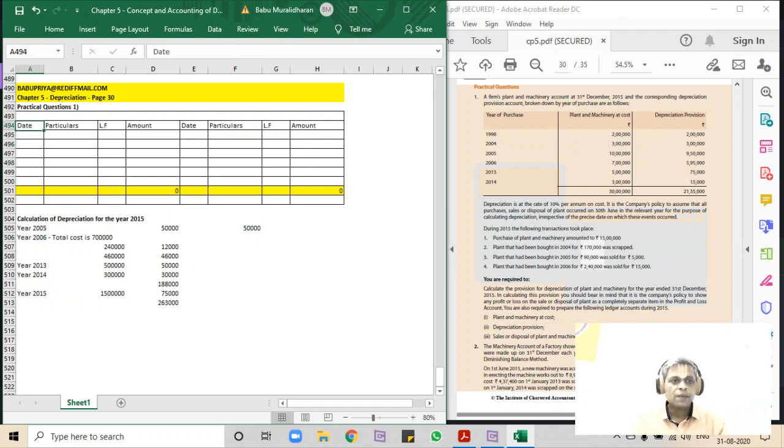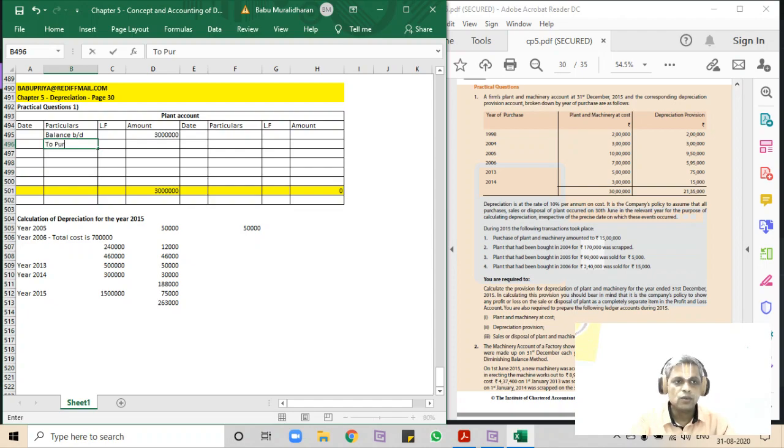Now it has been given that we have to prepare the plant account. Plant account has to be prepared at cost. The total cost of plant is 30 lakhs, or we can say balance brought down. Balance brought down is equal to 30 lakhs. Why are we putting it in debit? Because plant is an asset and has a debit balance, right?